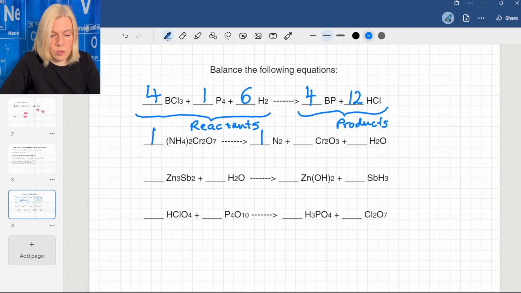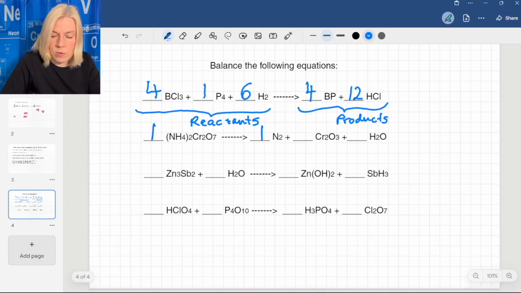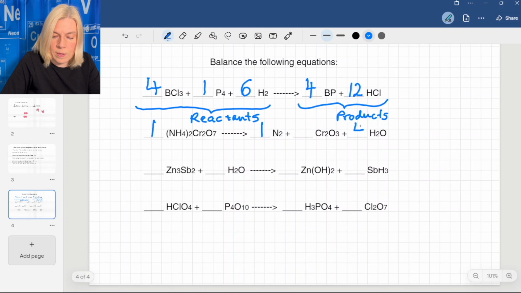I can use hydrogen here, no problem, because I have hydrogen in only 1 compound before the arrow and 1 compound after. So let's use hydrogen. I have 8 hydrogens before the arrow as my reactants. Let's go to hydrogens after. I need 8. I have here times 2, so I need 4. So here is now 8 hydrogens.